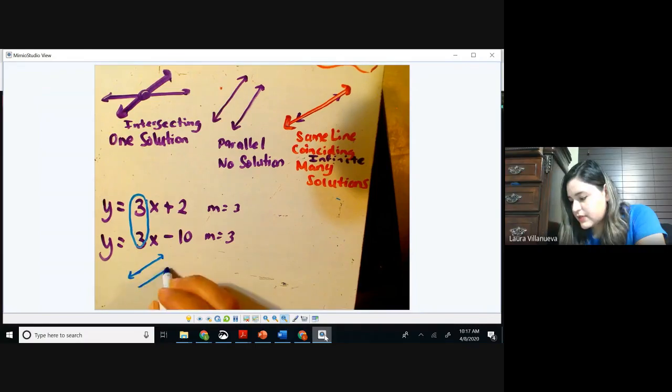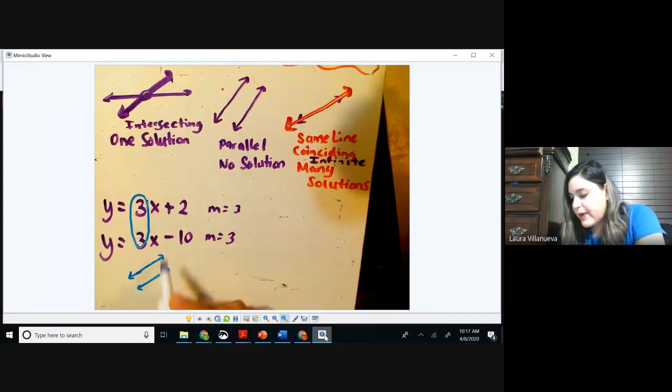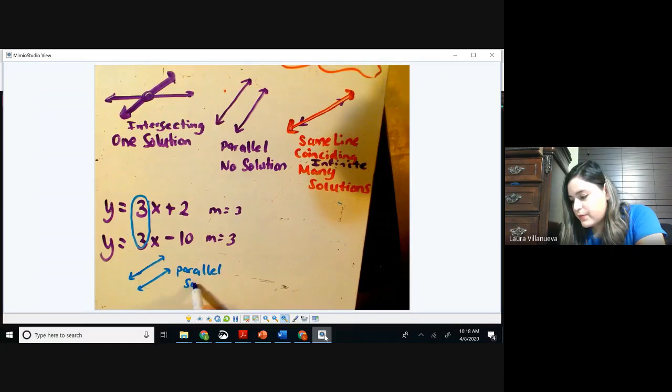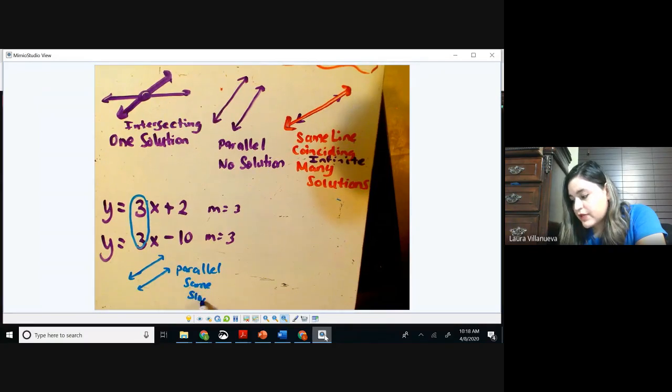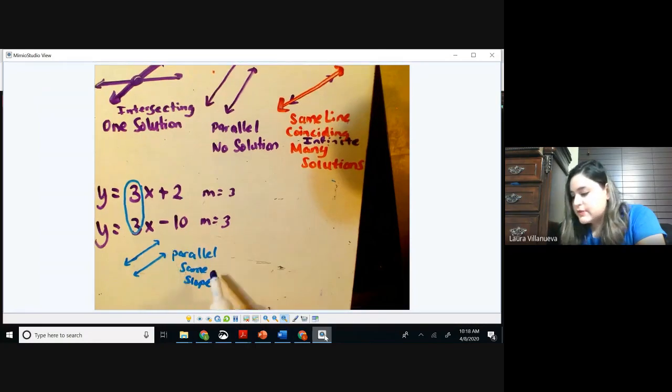Okay, these are the same slope. They have different b's though, so they are parallel. Okay, remember parallel is same slope. But they're not the same line because these are different. So it's the same slope. And if they're parallel, that means they have no solution. Okay?